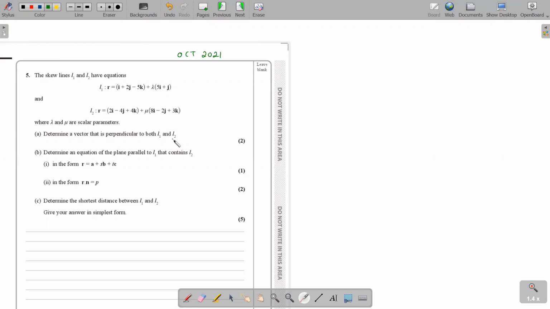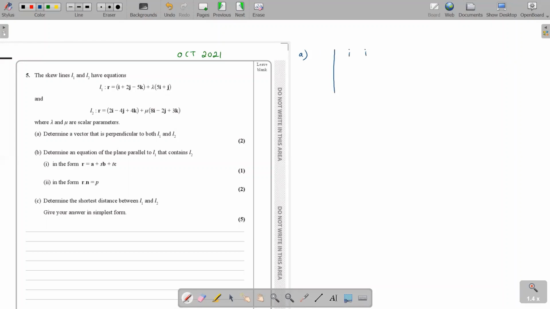So likewise, if you want a vector that is perpendicular to both line 1 and line 2, what do you have to get the cross product of? You have to get the cross product of the two direction vectors of your lines. If you get the cross product of the two direction vectors, you will get a vector perpendicular to both line 1 and line 2. Are you with me? So let's get the cross product.